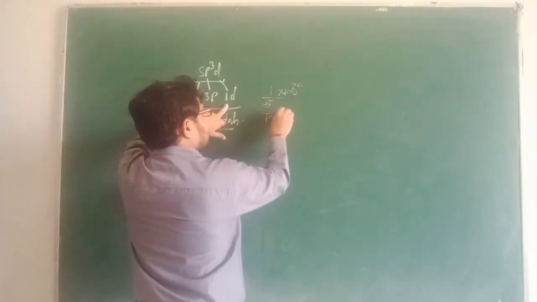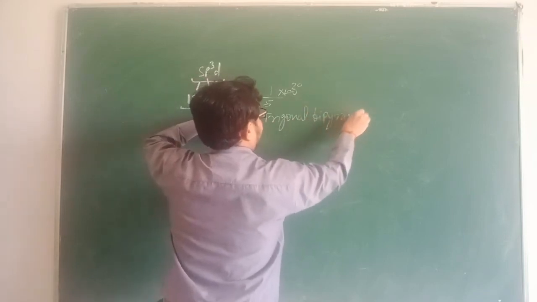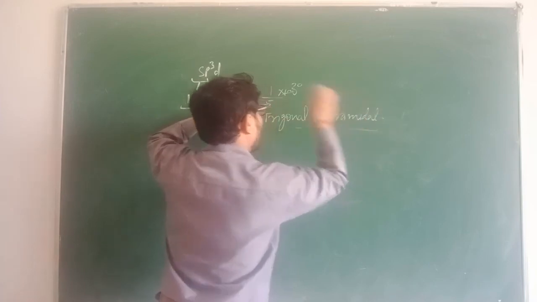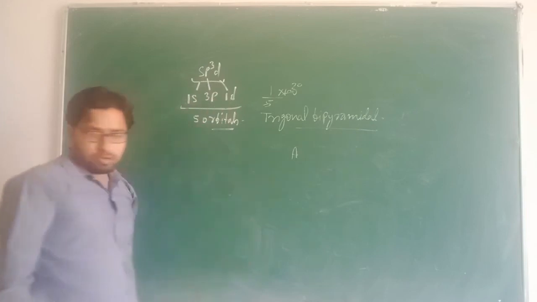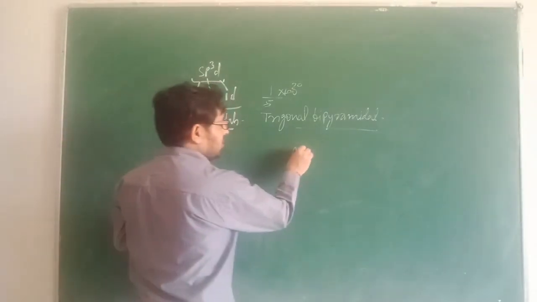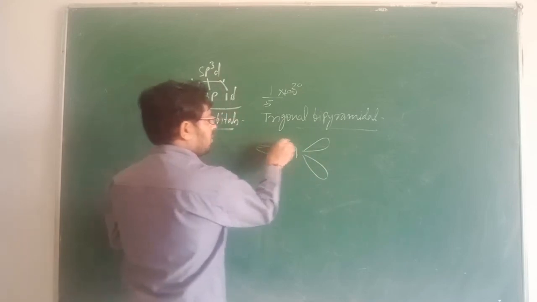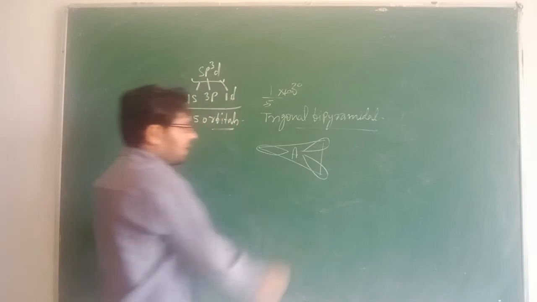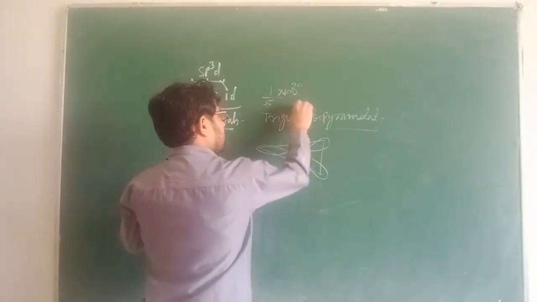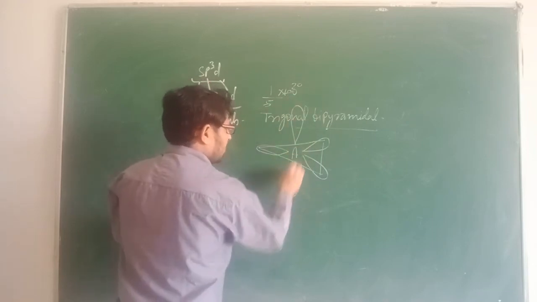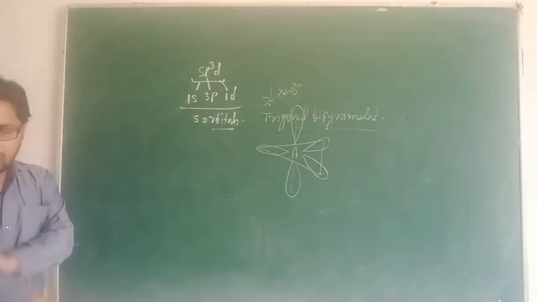They will be arranged trigonal bipyramidal. Again, what is the trigonal bipyramidal shape? That we want to discuss. Suppose I used the word trigonal. So I have 1, 2 and this is 3. This is a triangle. And for pyramidal we have this, that is a pyramidal.